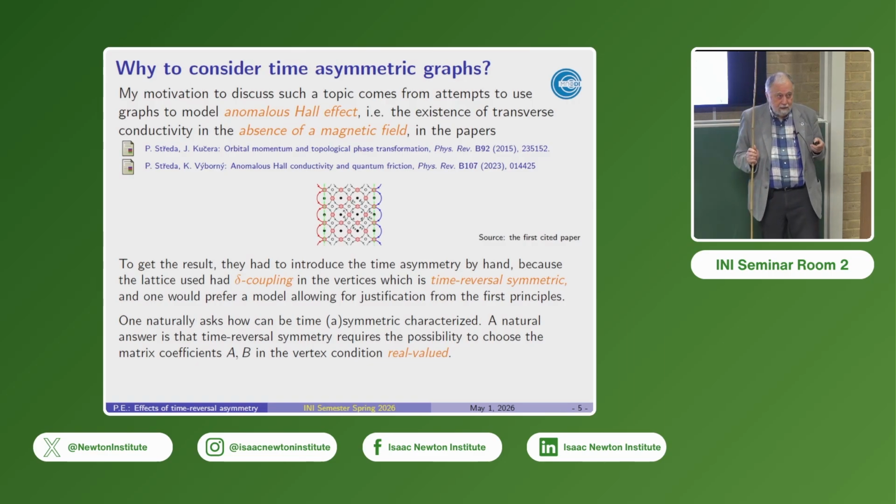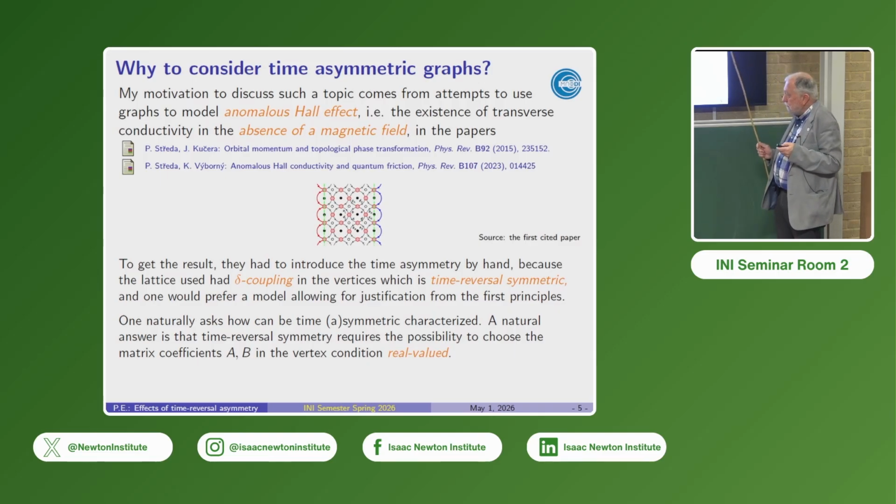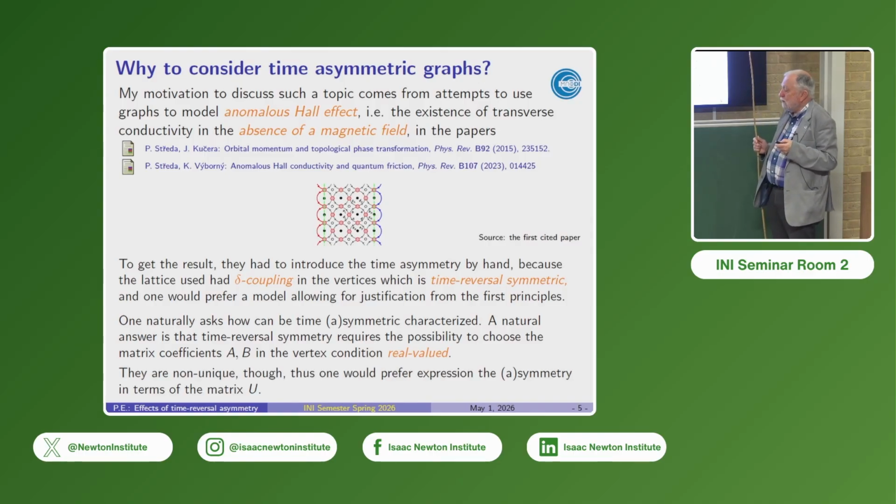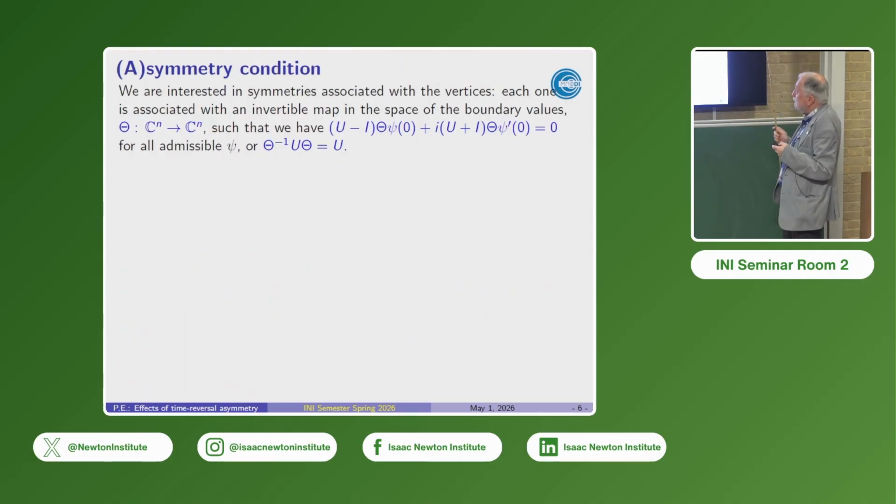Now, asking which conditions are invariant with respect to time reversal, of course, the natural answer is if the matrix coefficients are real valued. But then, of course, you want to know how it looks, because A and B are not unique. So how does it look in terms of the matrix U, which is a unique characterization?